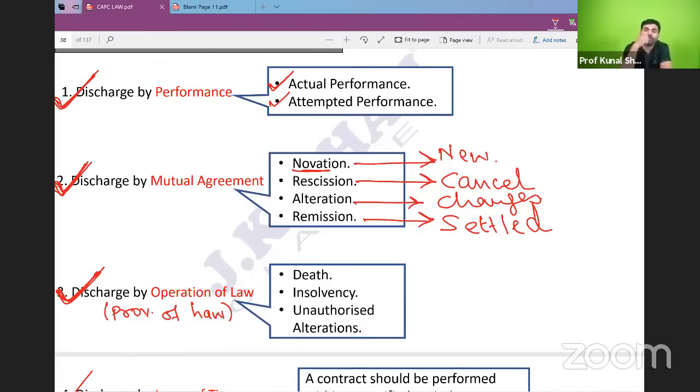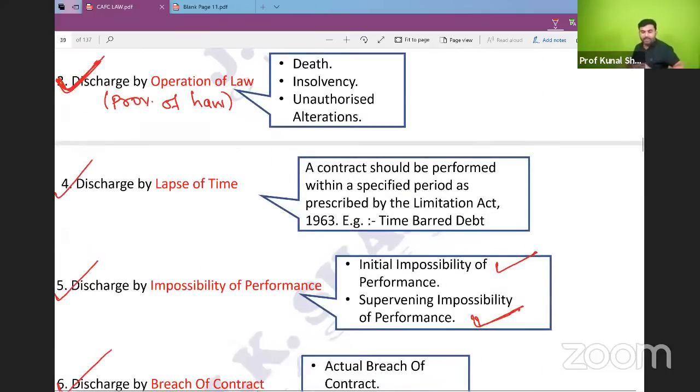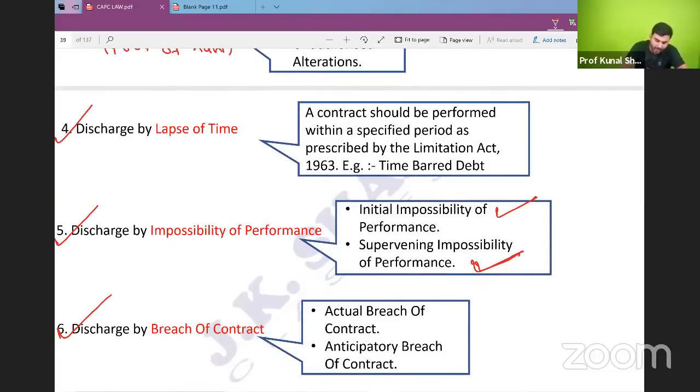I gave you a check of 1 lakh, but you just added a zero in that check, which means the check now has a value of 10 lakhs. You did some kind of fraud. So whatever the unauthorized alterations done by you, under operation of law, the contract gets discharged. The fourth way by which a contract gets discharged is by lapse of time. Time expires, the contract comes to an end. The best example is time-barred debts, which has already been explained.